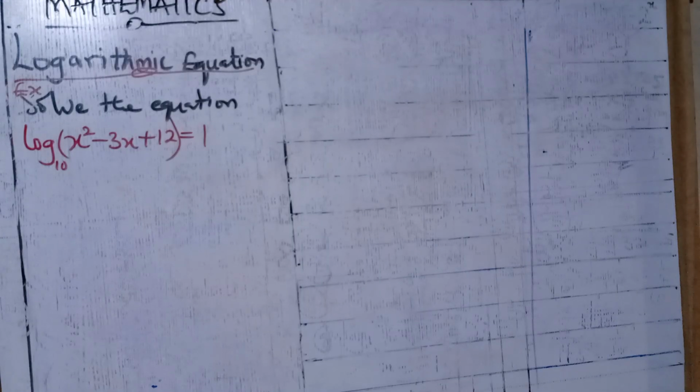Under this, we are given a question. Solve the equation log to base 10 of s squared minus 3s plus 12 equals 1. And this can also be read as log of s squared minus 3s plus 12, base 10, equals 1.